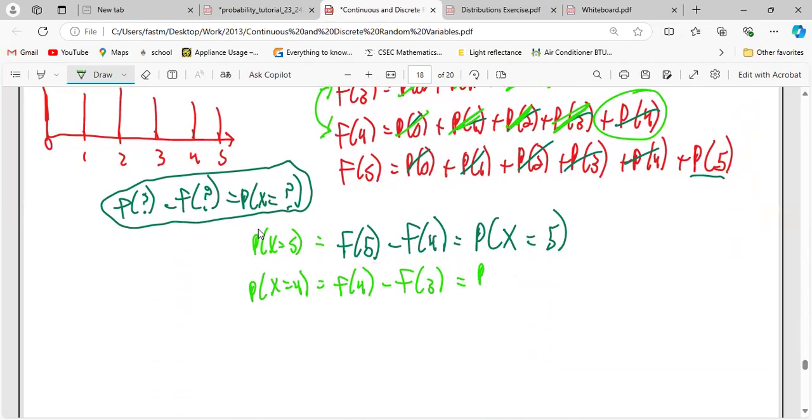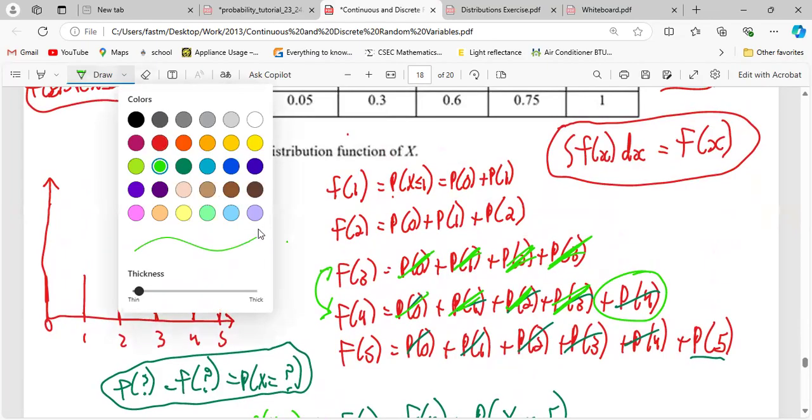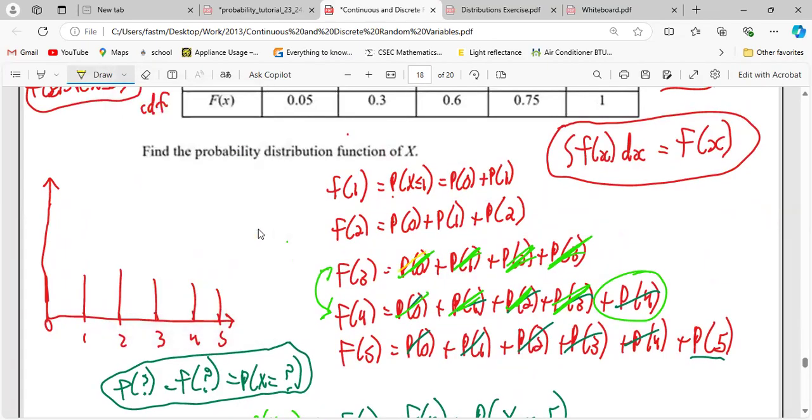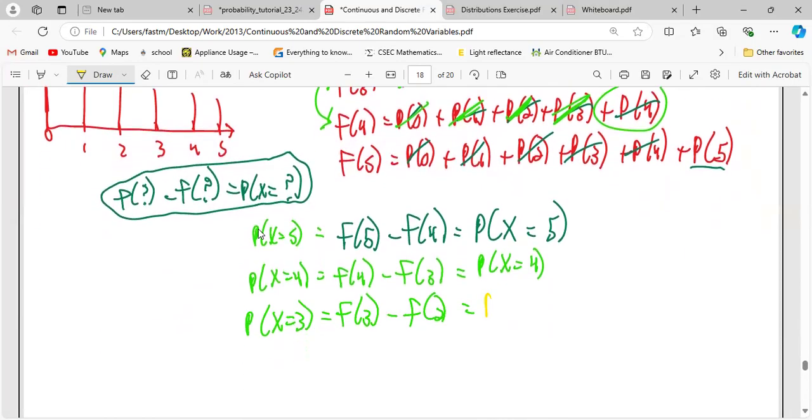So this here will give you the probability x is equal to 4. So we use the same pattern. If I wanted 3, it will be f of 3 subtract f of 2. Let's see if that makes sense. If I subtract f of 2 from f of 3, this will cancel with that, P2 will cancel with P2, and I would end up with P3 alone.